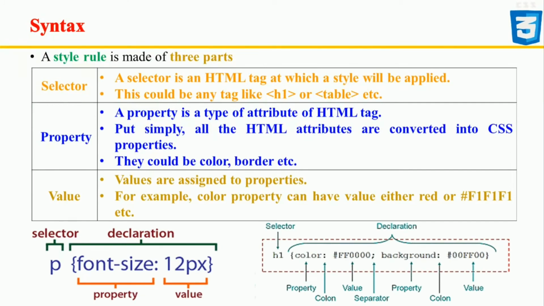A style rule is made of 3 parts. The selector points to the HTML element you want to style. The declaration block contains one or more declarations separated by semicolons. Each declaration includes the CSS property name and a value separated by a colon.